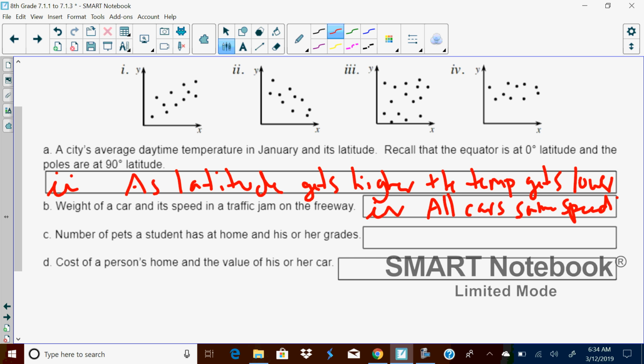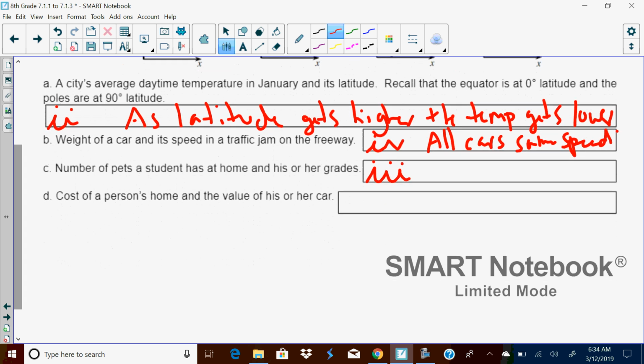C, the number of pets a student has at home and his or her grades. That's the third one. There's no correlation between the number of pets and your grades. And D, the cost of a person's home and the value of their car, was the first one. So the more expensive the home, then usually the more expensive the cars.